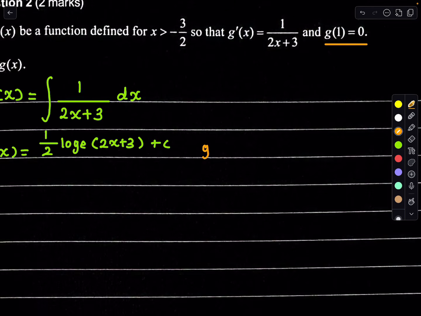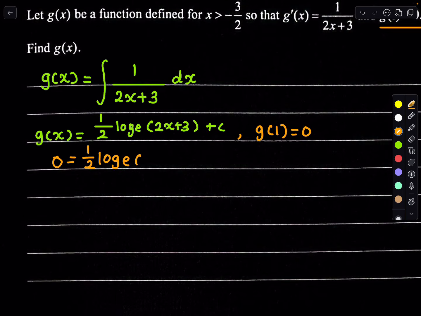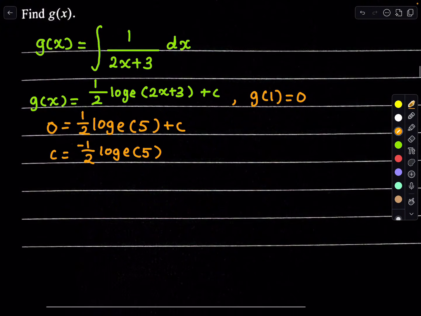Let me write that. As we know that g of 1 equals 0, that means g of x will be 0. So this will be 0. And when you sub in x equals 1 into this thing here, log e, that'll be 5 plus c. And to solve for c, you bring that to the other side, will be negative 1/2 log e 5. Easy? Done. So now we've actually done all the work.